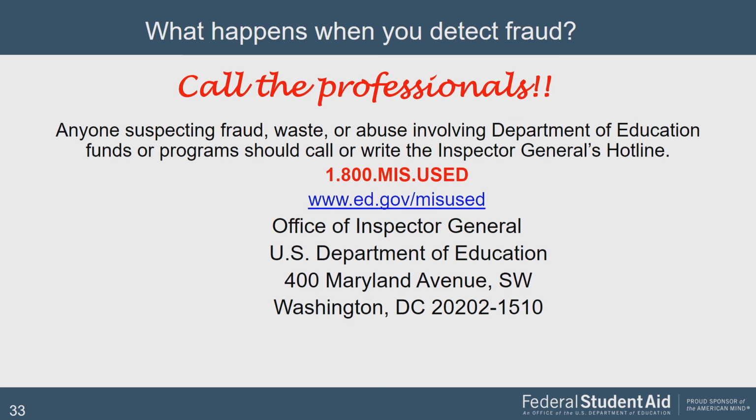So again, as we talked about earlier, what do you do if you detect these fraudulent activities or potentially fraudulent activities? You don't have to make a determination that they're fraudulent. You just have to raise your hand and say, "Hey, something doesn't seem quite right here." Here is what you want to do. You want to contact the Inspector General, and they have a hotline.